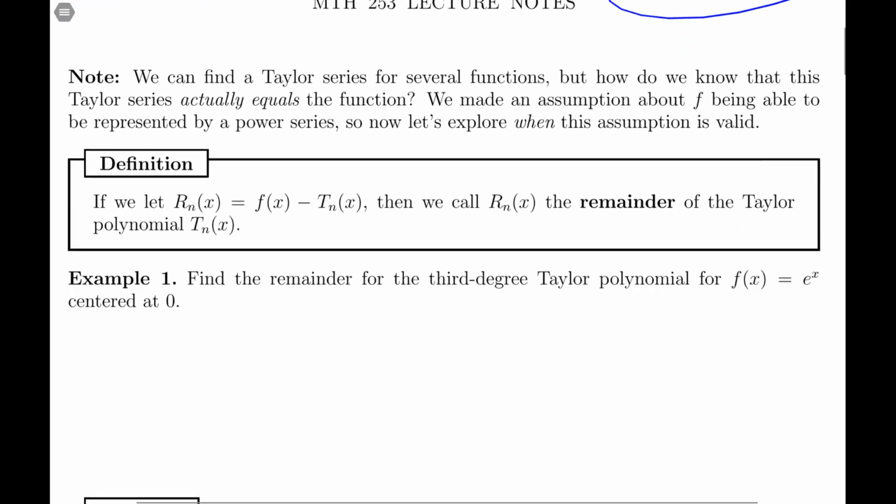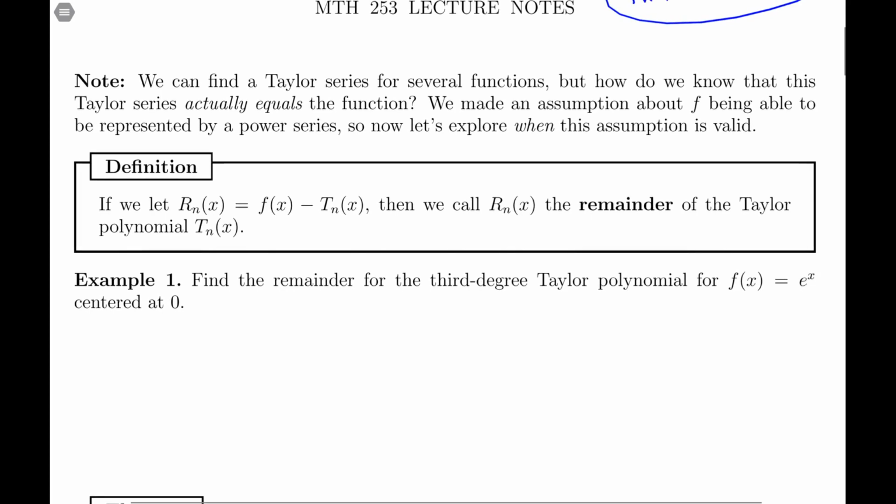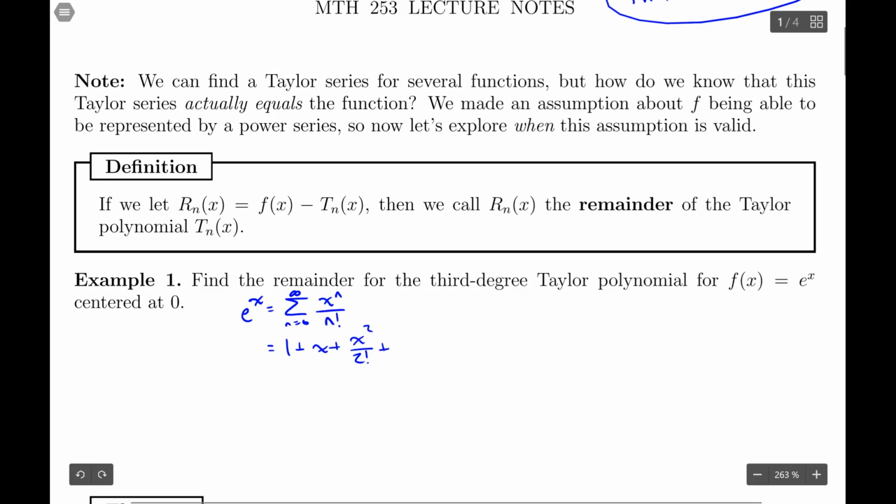So let's just get an idea of what a remainder looks like. In the last video we found a Taylor polynomial for e to the power of x. We found a third degree one. Well, remember, e to the x, this is a sum, as n went from 0 to infinity, of x to the n over n factorial, which means that e to the x is equal to 1 plus x plus x squared over 2 factorial plus x cubed over 3 factorial plus x to the 4th over 4 factorial plus x to the 5th over 5 factorial plus x to the 6th over 6 factorial, and I think you get the idea.